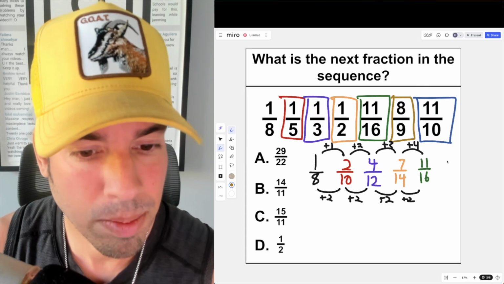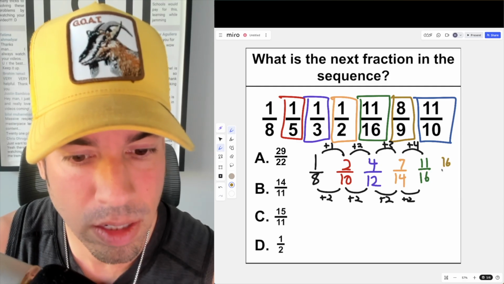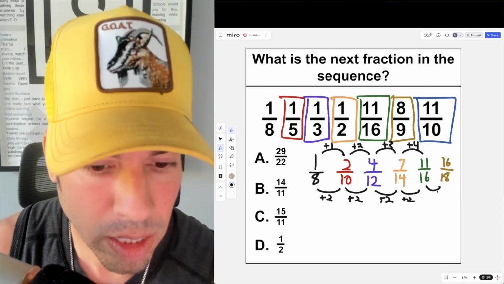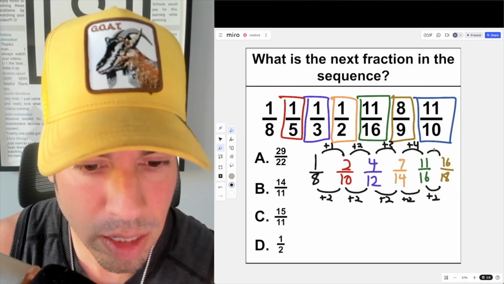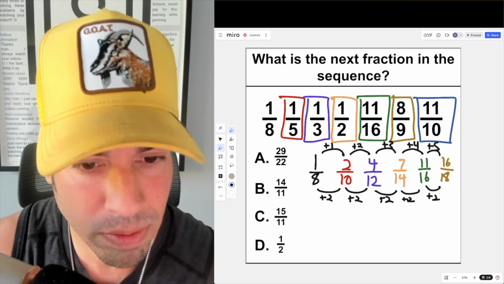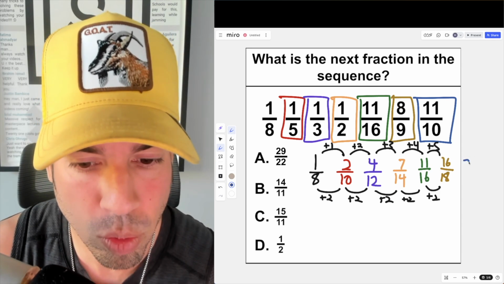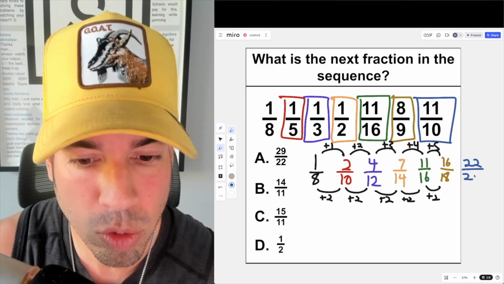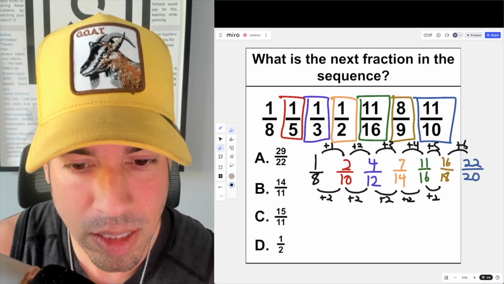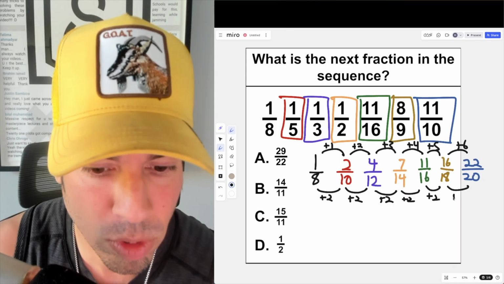For the 8/9, I'm going to double it to 16/18. And again, we have +2 and +5. 1, 2, 3, 4, 5. Last but not least, I'm going to double 11/10 and make that 22/20. Now we've gone up by 6, which is amazing. And here again, we've gone up by 2.